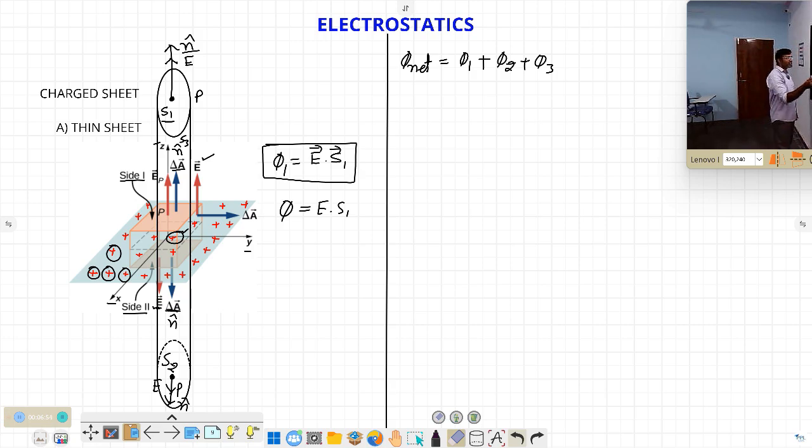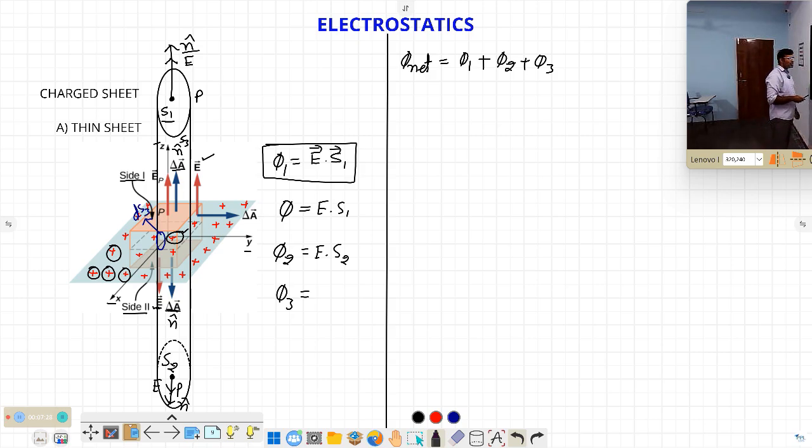Now if you come to the flux in the second region, this is the second surface area. Through this surface area also, the electric field and normal vector are both in the same direction. I can write it as E into S2. But in the case of the third surface area, it is a curved surface area. I am taking the surface like this. This is the charge, and this is the surface area I am taking for the third one, that is dS, or you can take it as S3.